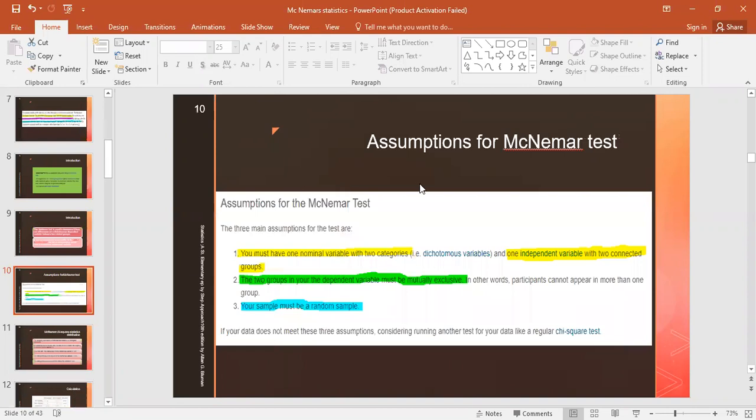There are basically three assumptions about the McNemar test. The three main assumptions for this test are: you must have one nominal variable with two categories and one independent variable with two connected groups. The two groups in your dependent variable must be mutually exclusive. In other words, participants cannot appear in more than one group. Your sample must be a random sample.